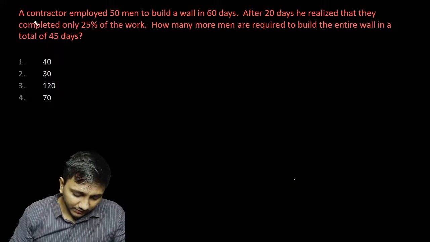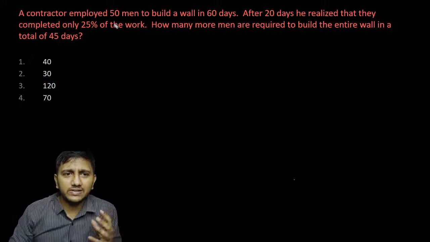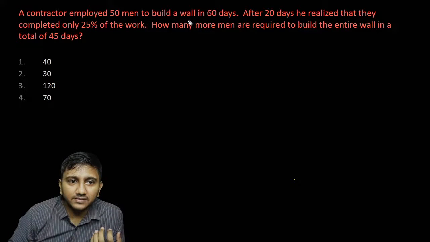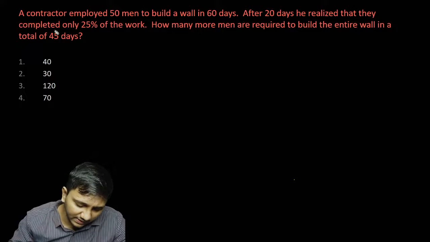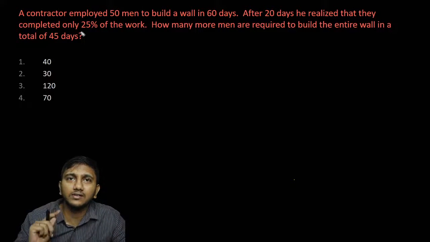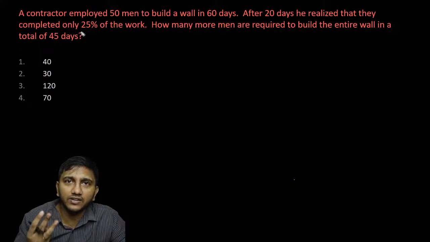So there are a few things given in the question. A contractor employed 50 men. So we have been given some information about the number of men involved to build a wall in 60 days. So the number of days is given. After 20 days, he realized that they completed only 25% of the work. So the 3 important aspects in this question are the number of men, the number of days, and the amount of work that they do.